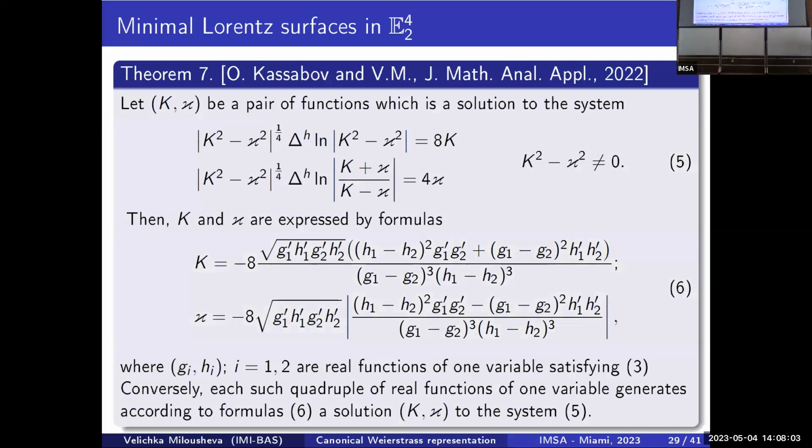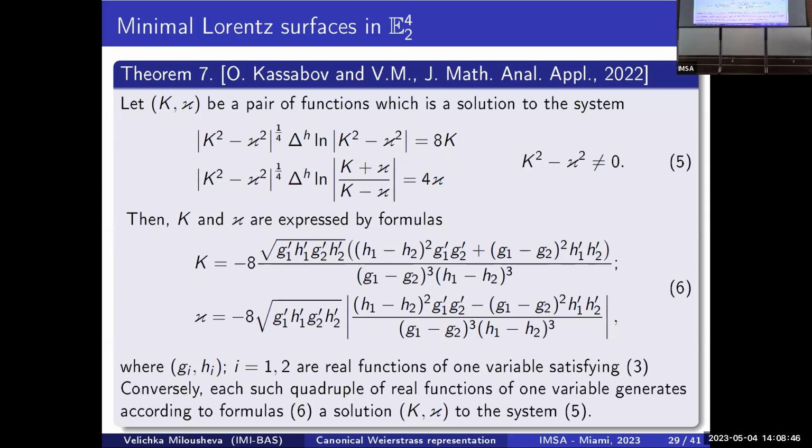So we have this theorem. If K and kappa is a pair of functions, which is a solution to this system of partial differential equations, which looks very complicated, then the solution is expressed in this way in terms of 4 real functions of one variable, satisfying the inequality conditions about the degeneracy. And conversely, each such quadruple of real functions of one variable generates, according to these formulas, a solution to this system of partial differential equations.